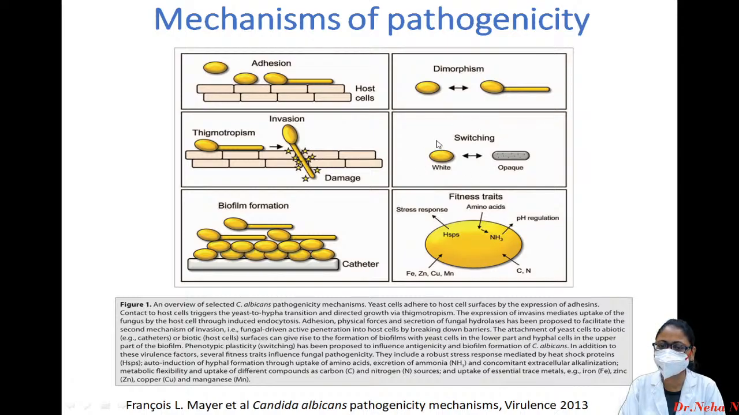This is the example of phenotypic switching, in which the white shiny colonies of the yeast can change into more virulent opaque colonies. And this is the biofilm formation, which I'll explain later. And these are certain fitness traits. Basically, these are the heat shock proteins which are expressed by the candidal cell. They can overcome certain stress responses, and they can also induce the uptake of certain ions, and they can regulate the pH, which will induce hypha formation in an easier way.